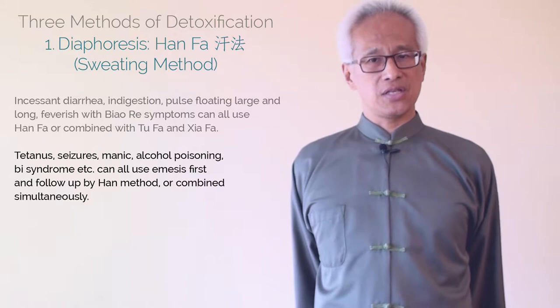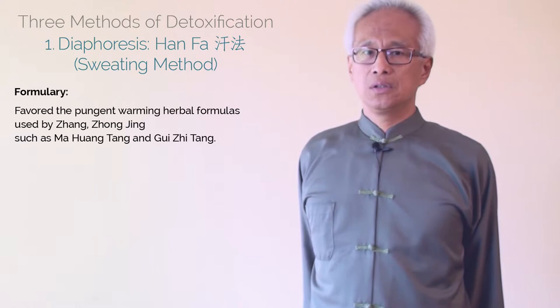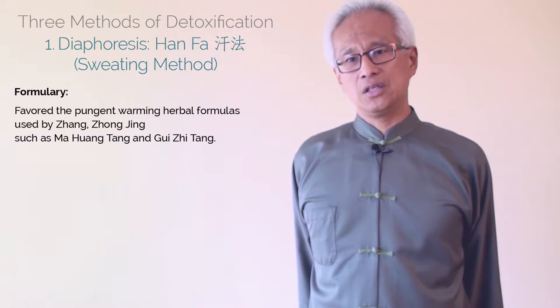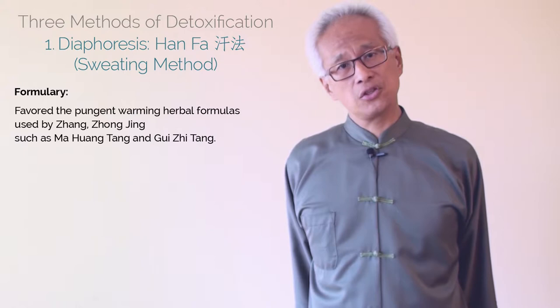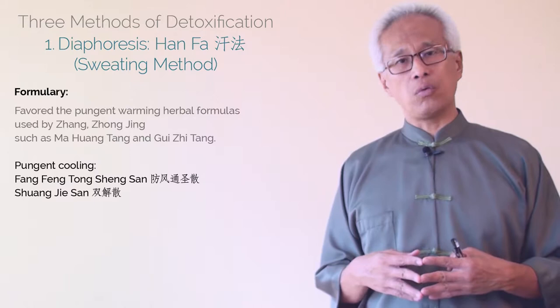And let's take a look at the formulas used in this detoxification doctrine. He favored the pungent warming herbal formulas by Zhang Zhongjing, such as Ma Huang Tang and Gui Zi Tang. He knew that everybody favored these in his time, so he decided to go the opposite. He believed there was a lot of heat, so he wanted to use more pungent cooling herbs. He recommended using Huang Feng Tong Sheng San, as well as Xuan Jie San.